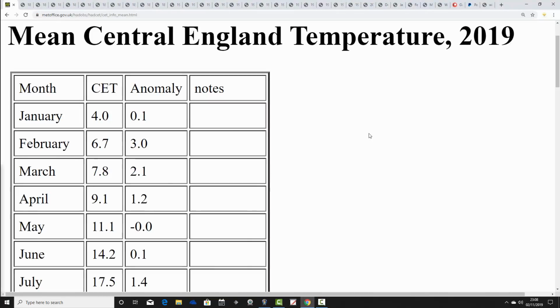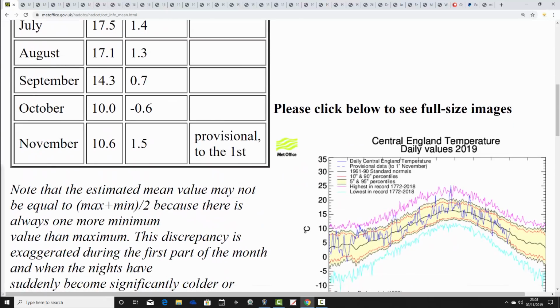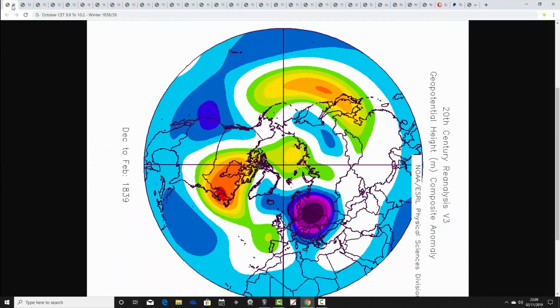Right, so central England temperature then. This is the CET page at the UK Met Office. If we scroll down, we can see that October CET came out at 10.0, which is 0.6 of a degree below average. It was a colder than average October. So the CET range that we're going to be looking at for these analogues is going to be 9.8 to 10.2, placing, of course, October 2019 at 10.0, slap bang in the middle of that CET range.